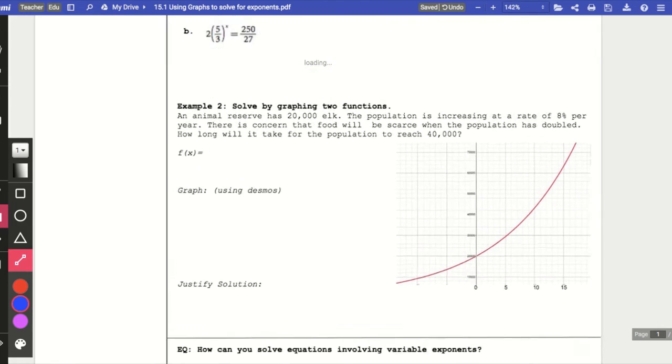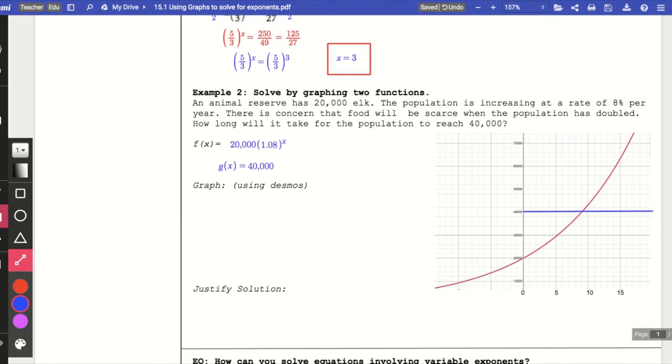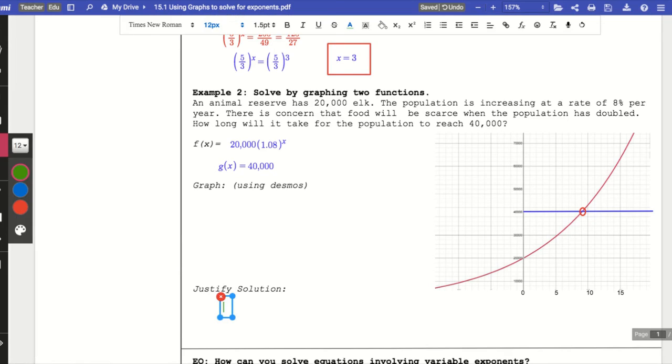So the solution is where they intersect. I don't really have to go backwards on my exponents. I just need to look to see where these 2 graphs intersect. They intersect right here, which is at about 9 years. It's a little bit above 9 years, but we're going to round to about 9 years, because that's the point where they intersect. So at around 9 years, the population will reach 40,000.